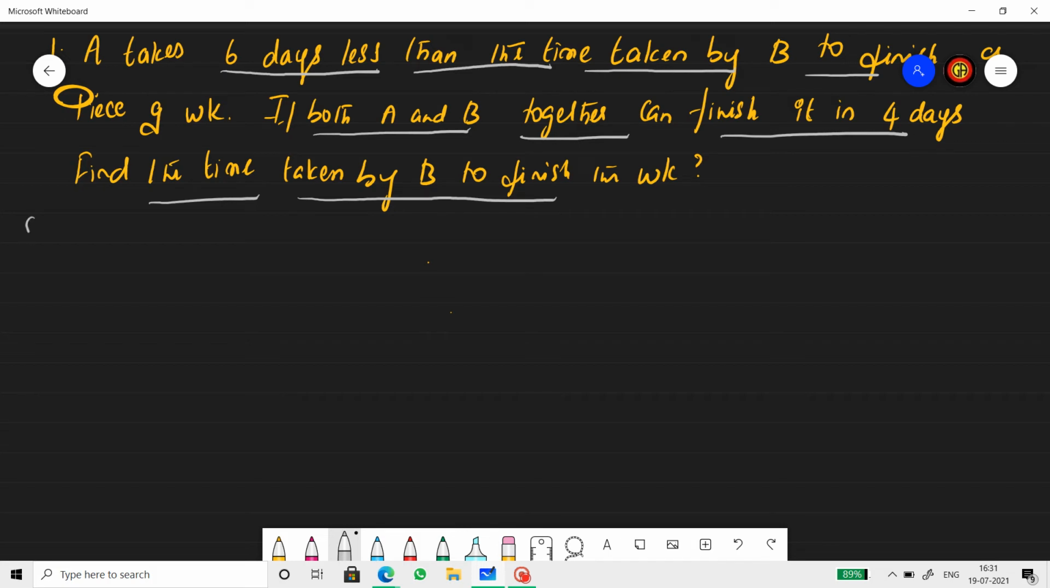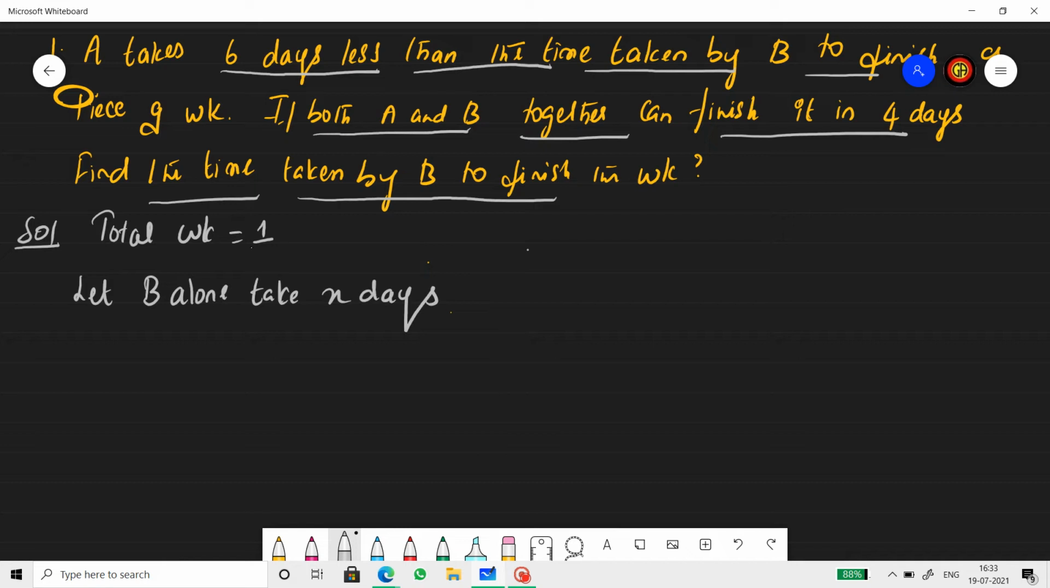Assume total work is 1 in all these kind of questions. Total work equals 1. Let's assume that B alone takes X days to finish the work. So let us assume total work is 1, and B alone takes X days to complete the work.